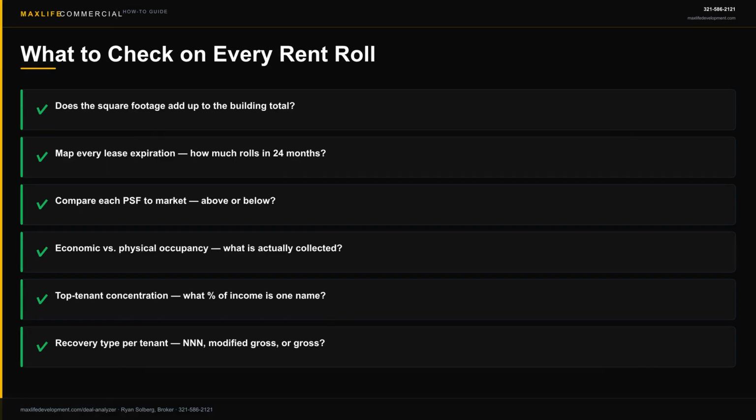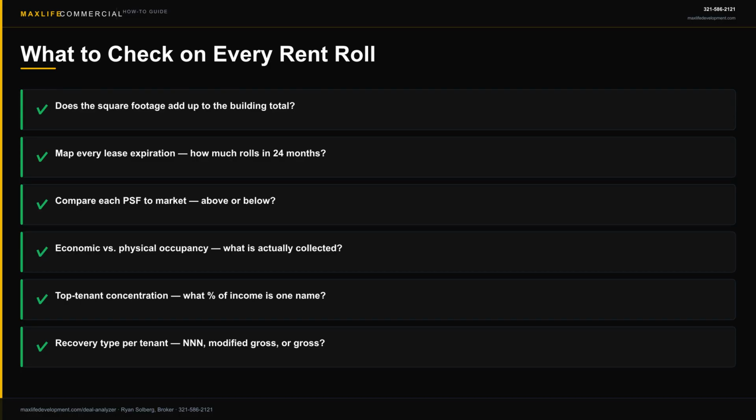4. Economic versus physical occupancy. How much rent is truly being collected, not just contracted? 5. Top tenant concentration. What percentage of the income rides on one name? And 6. Check the recovery type on every line. Triple net, modified gross or gross. Run that list and no rent roll can hide from you.